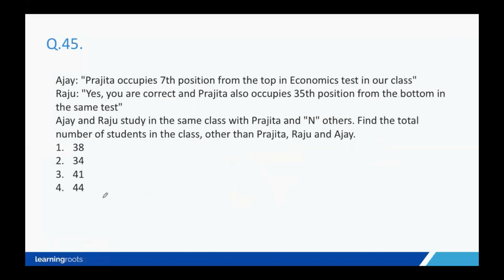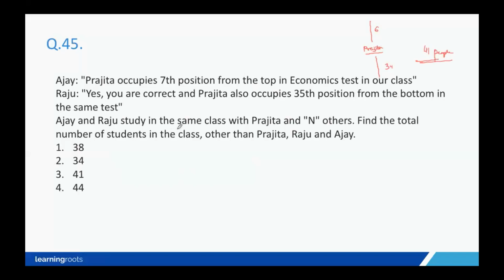Coming to question number 45. Ajay says Prajita occupies the 7th position from the top, so there are 6 people and then there is Prajita. Raju says, yes, you are correct, and Prajita also occupies the 35th position from the bottom. If I count from the bottom, she is the 35th person, which means there are 34 people below her, 6 people above her, and 1 person here. So in total, 34 plus 6, which is 40, plus this 1 person. So 41 people in the class.